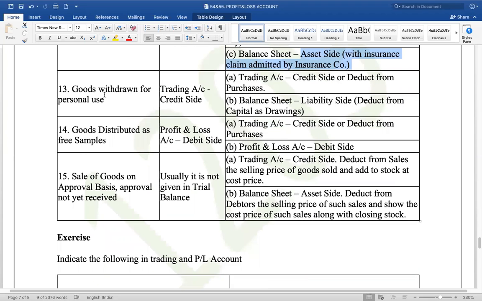Next, goods withdrawn for personal use. This is drawings on the trading account credit side. If it is not there in the trial balance, then you will take it on the credit side of the trading account, as a deduction from the purchases, drawings. We have already seen it in the previous class. Then the same thing in the balance sheet, you will take on the liability side as a deduction from the capital as drawings.